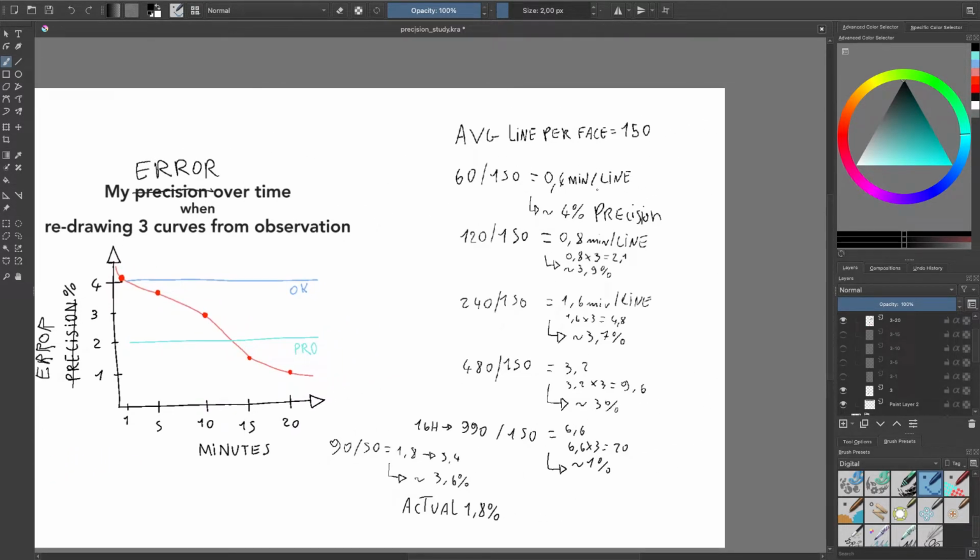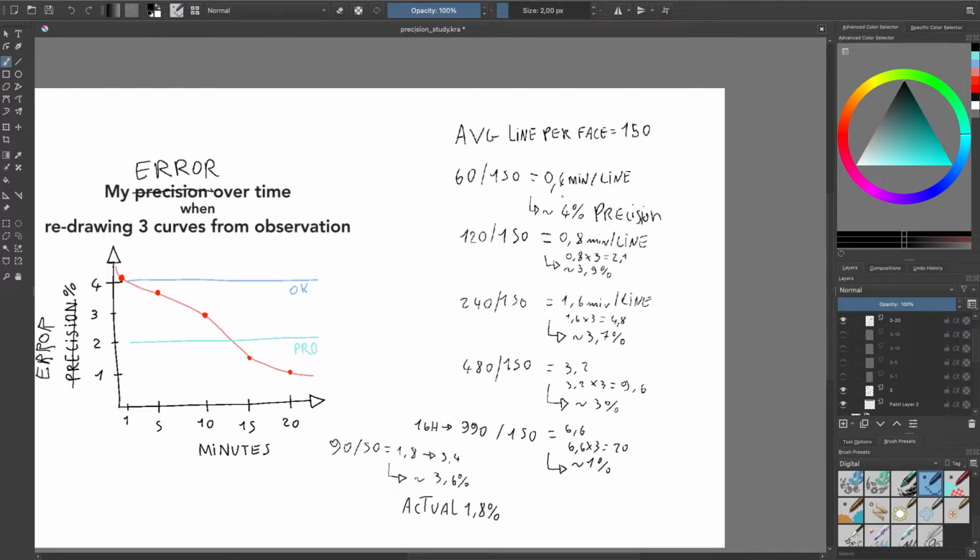What I've done after that is try to estimate how much time it would take me to do a regular drawing. A regular drawing, when I do a face observation, is close to 150 lines from what I've seen in my previous video on tracing. So if I do a 1 hour drawing like I usually do, that's 0.4 minutes per line, and then I would get 4% precision. How do I get that number? Here this is my number per line. If I multiply this number by 3 like I do here, I will get the same value as my 3 lines.